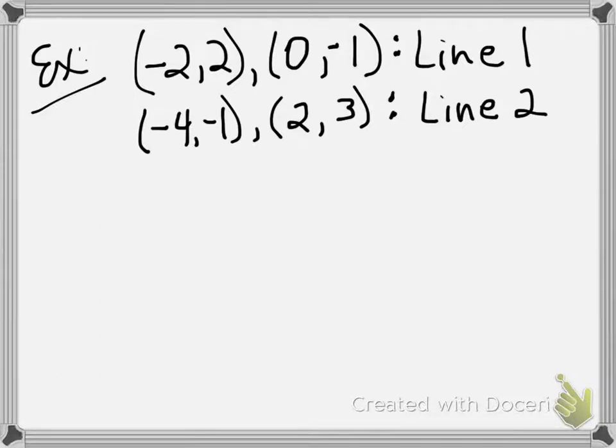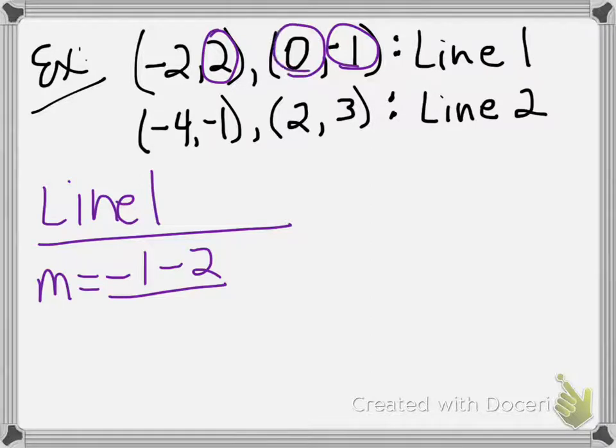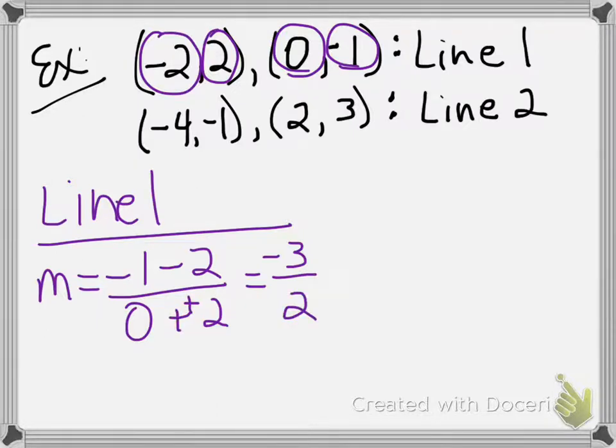Okay, so for line 1 and line 2, let's look at line 1 and we'll do its slope first. Okay, so I have negative 1 minus 2 over 0 minus negative 2. So negative 1 minus negative 2 is negative 3. 0 minus negative 2 becomes 0 plus 2, which is 2. So the slope for line 1 is negative 3/2.